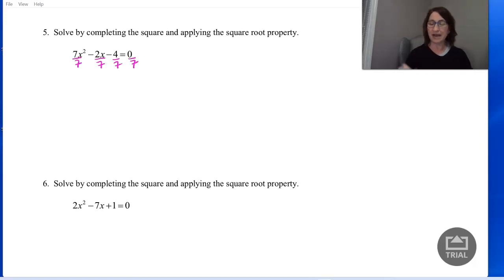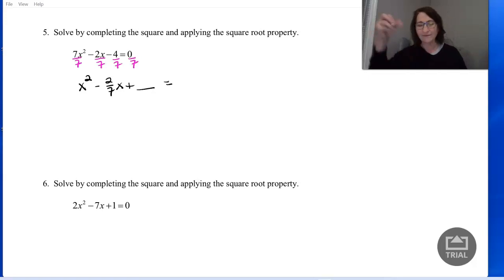Let me do this in black. X squared minus 2/7 x. I'm going to put here plus blank is equal to, bring that 4/7 over. So I got 4/7 plus blank. Okay. So now the good news is I have a coefficient of 1. The not so good news is my b term's a fraction. So this will be a little more complicated, but really not that much.